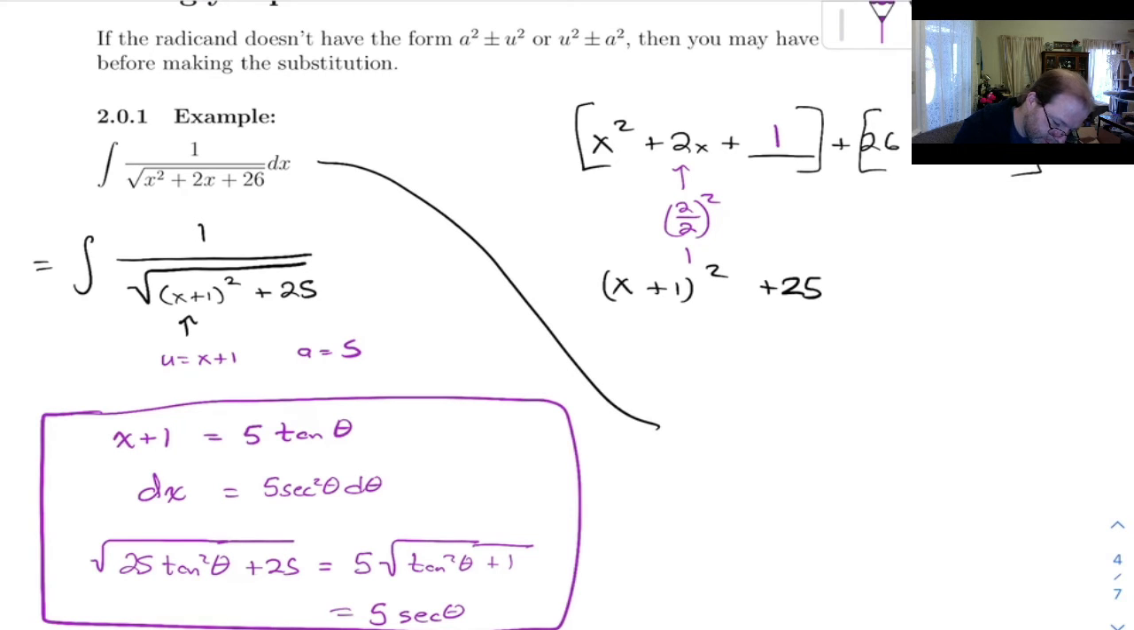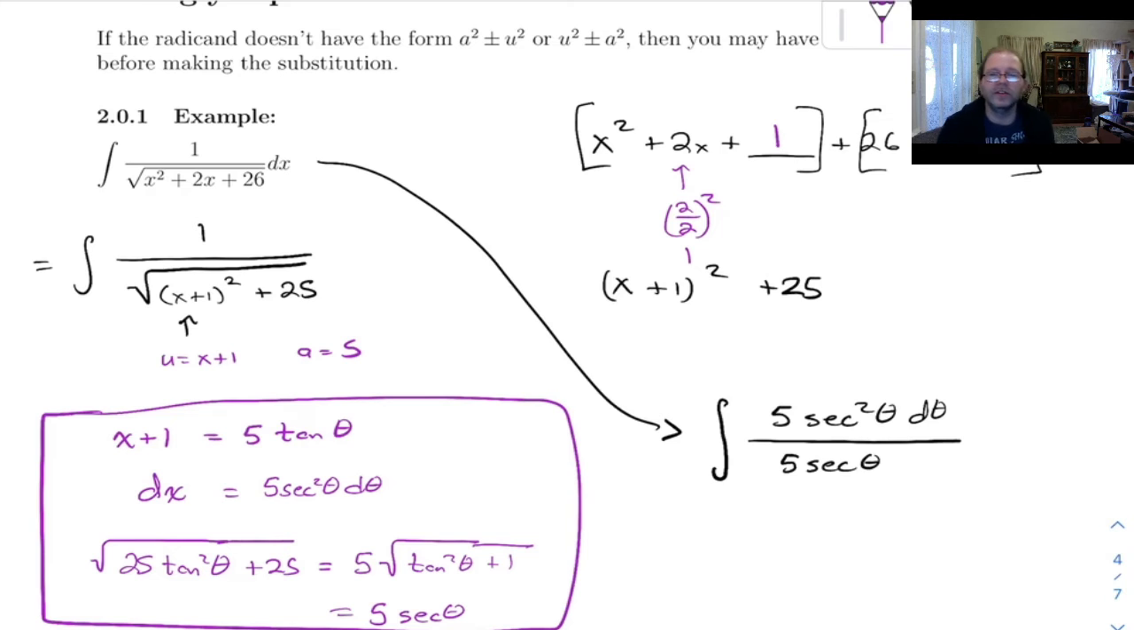So my integral turns into, on top I've just got a 1, but I'm going to go ahead and put the dx on top. So dx is going to be 5 secant squared theta d theta. And on the bottom, we've got the radical, which turns into 5 secant theta. So this is actually turning into a really nice problem, because the 5's cancel, the secants cancel, and we're just left with the integral of secant theta d theta.